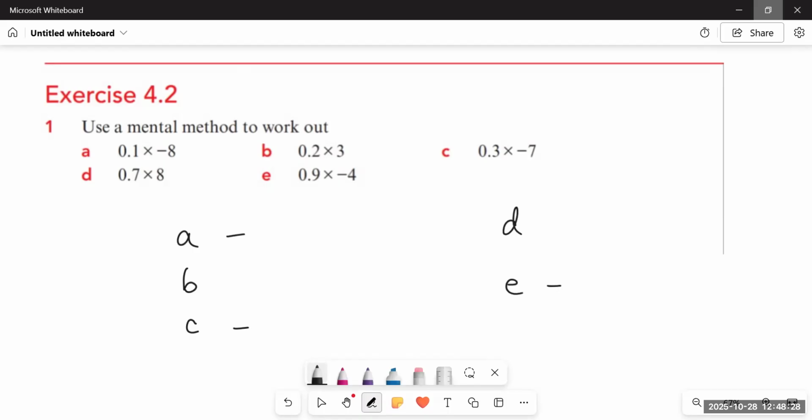Now, what are we supposed to do next? 0.1 into 8. 1 into 8 is 8. 2 into 3 is 6. 3 into 7 is 21. 7 into 8 is 56. 9 into 4 is 36.